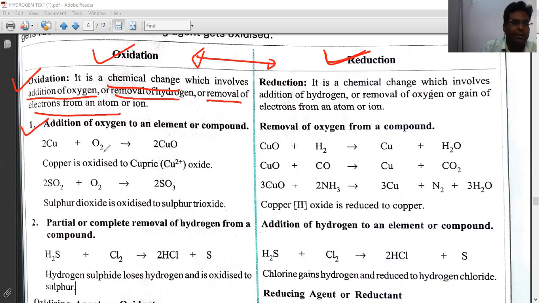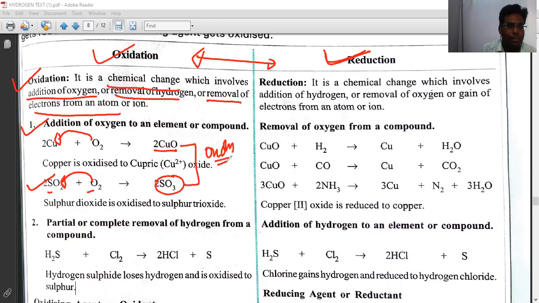So look at the first example. When copper reacts with oxygen, it forms copper oxide, right? So addition of oxygen is happening here. So this is the example of oxidation, right? Now look at the second example. Sulfur dioxide, when it reacts with oxygen, forms sulfur trioxide. So one more atom is added to the sulfur dioxide. So both these reactions are oxidation.